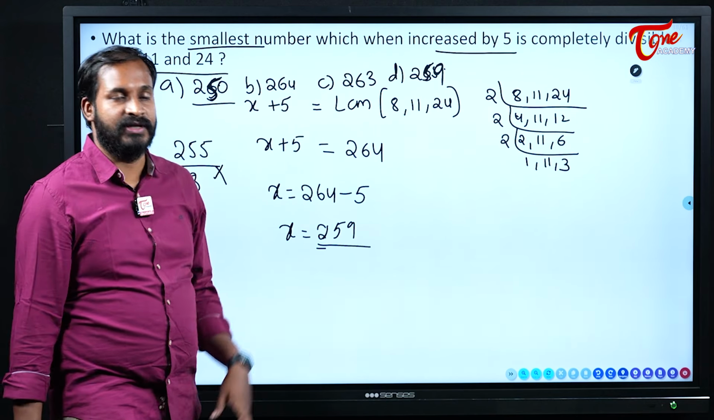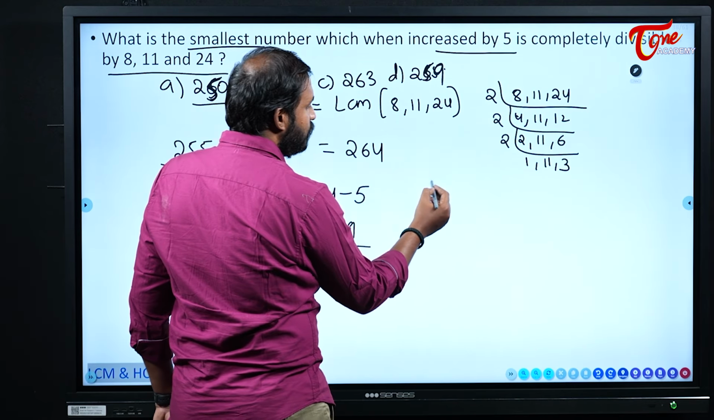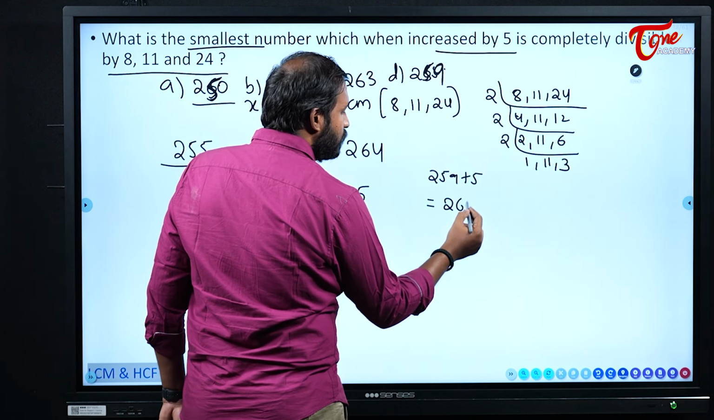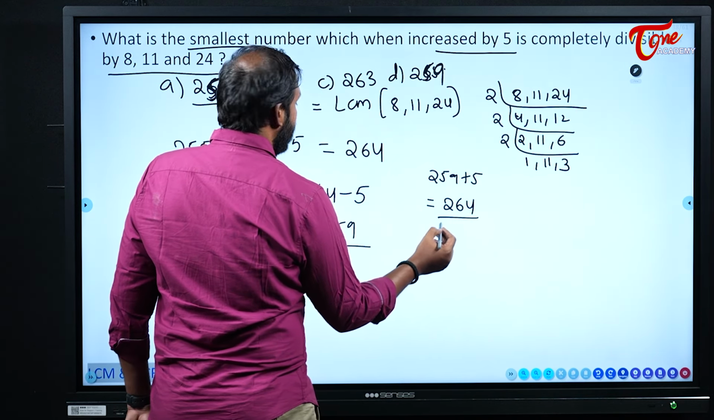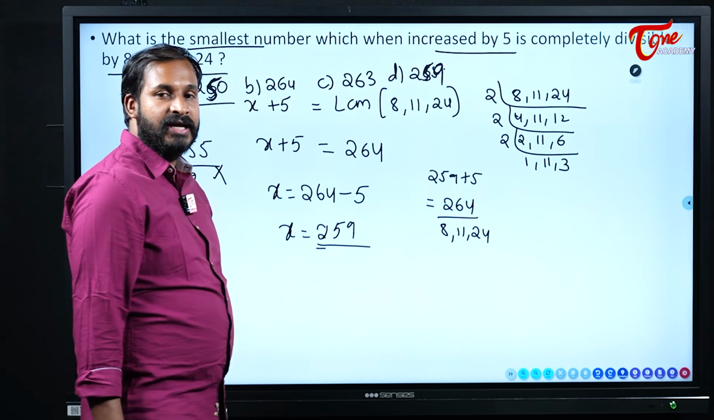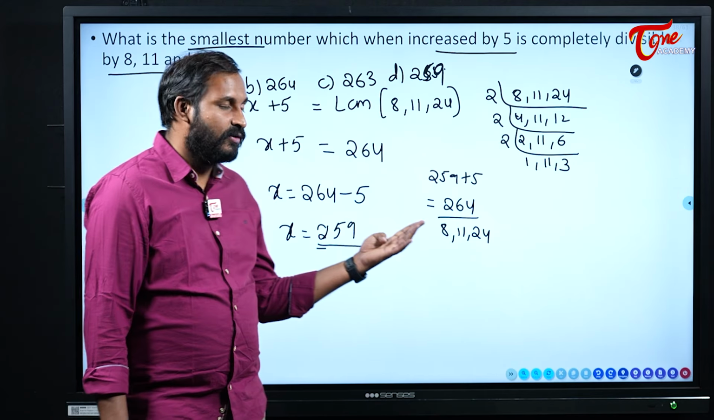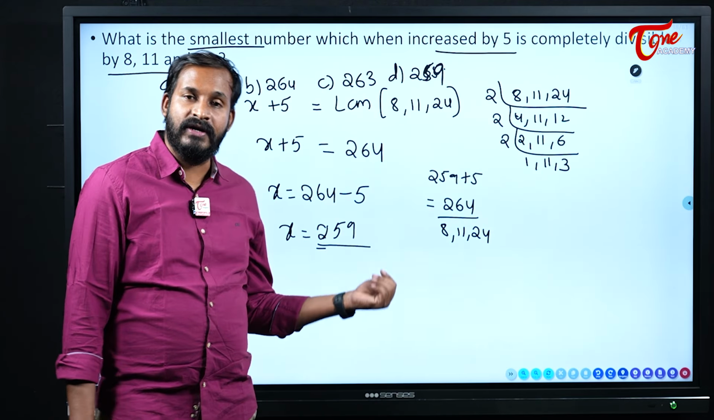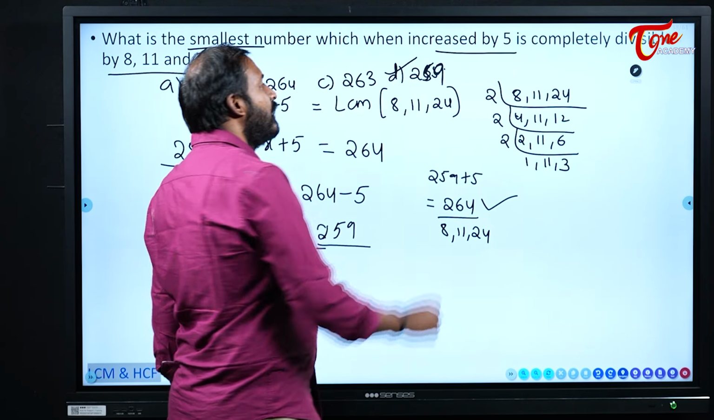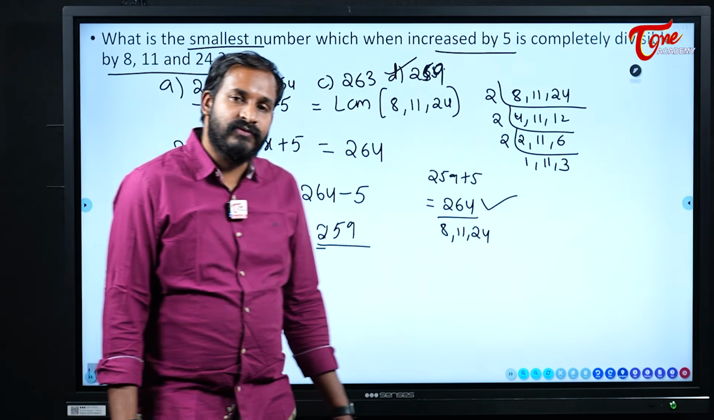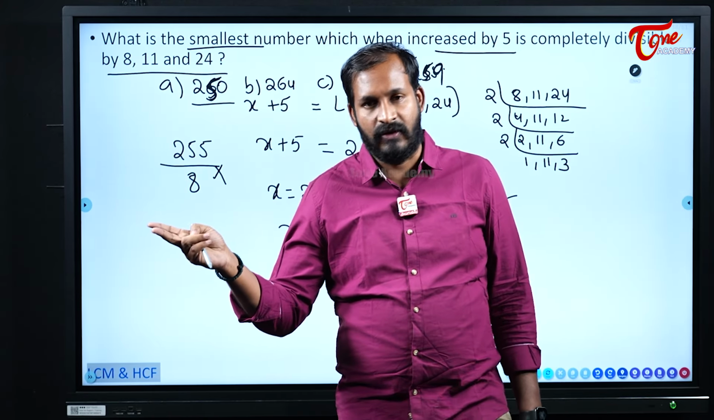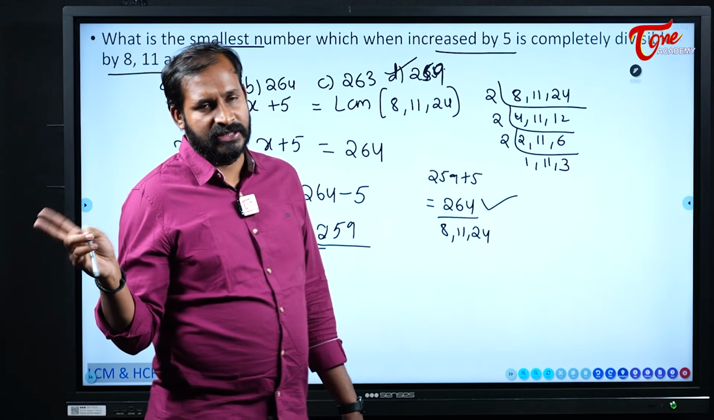Next option is 259. That means the next least option. So 259 plus 5, what does it become? 264. Now I will divide it by 8, 11 and 24 and observe the remainder. See, 264 by 8, yes, it is divisible. 264 by 11, it is divisible. 264 by 24, it is also divisible. So our answer becomes what here? 259. Our answer is 259. In this way also you can find the answer. See, one is by the concept and the other one is by taking the help of options. You can follow any one of these two methods.